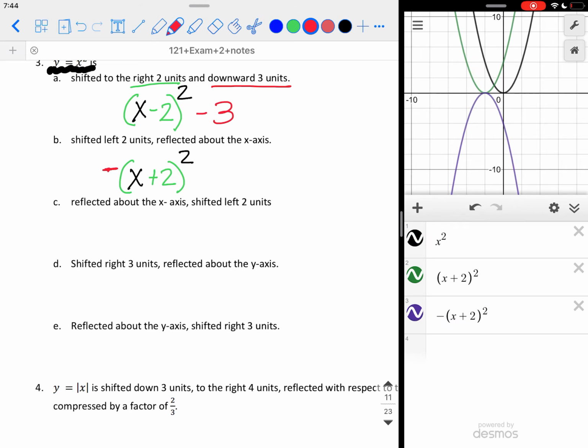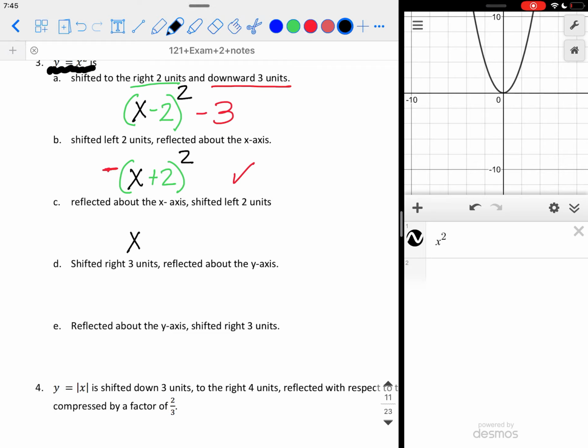So the kid in green in utero, we want to reflect it across the x-axis. And yes, we definitely did. So this equation here is correct. Let's try the next kid. So part C says, reflect it about the x-axis first and then shift it to the left 2 units. Okay. So we start off with the parent first all the time.